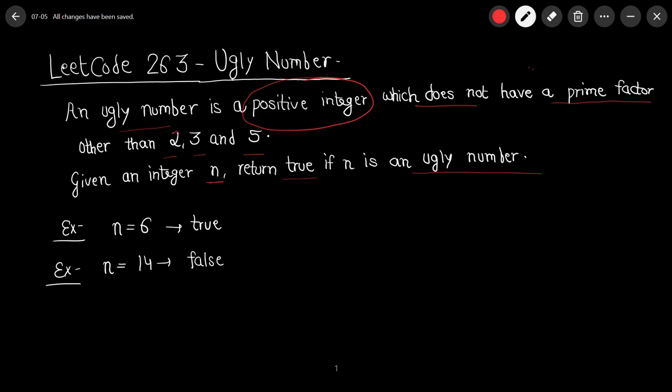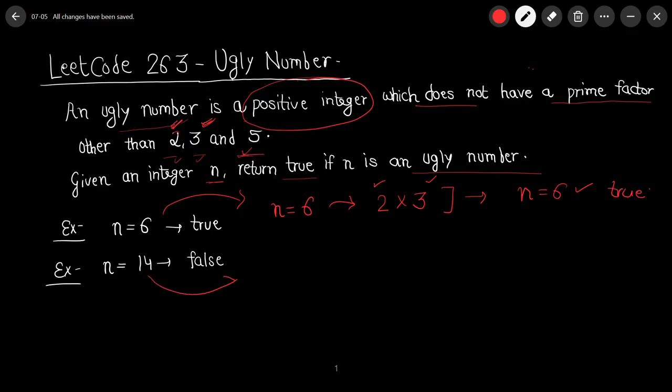If our number has any prime factor which is apart from these three, then we would return false. But if all the factors are among these three only, then we will return true. I've also shown you an example, where n here is 6. If we factorize it, we get 2 into 3. Now 2 is acceptable, and 3 is also acceptable. We have no other factor apart from 2, 3 or 5. So that's why 6 becomes our ugly number, and we return true.